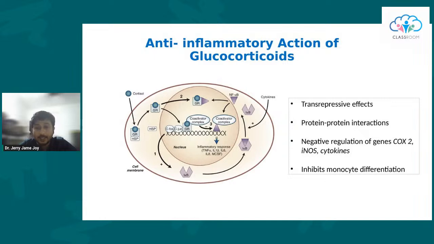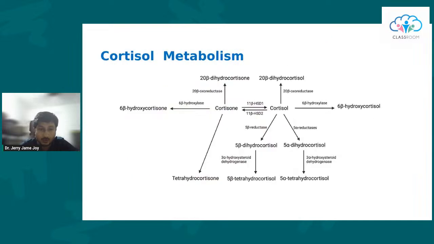The other mechanism is that there is a competition between the NFKB for binding with the coactivator complex and the glucocorticoid receptor cortisol and the coactivator complex. So when there is more amount of glucocorticoid receptor, this competitive inhibition can result in decreased action of the NFKB protein. The other mechanism is that it causes a negative regulation of the genes, basically COX-2, inducible nitric oxide synthase, and other cytokines, and it also inhibits monocyte differentiation.